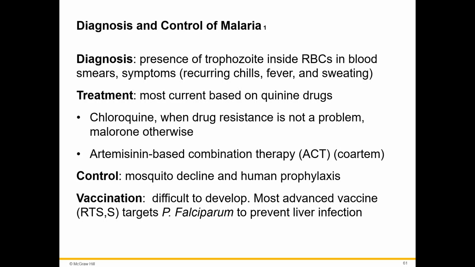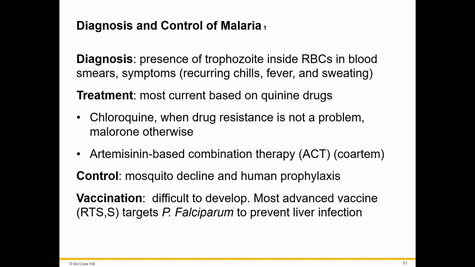Another way is through controlling the mosquito population. You can help to decline the mosquito population by genetically producing sterile males. They're no longer able to mate with females and produce more viable offspring, and so you get a decline in their population. It works, it just takes a little bit.